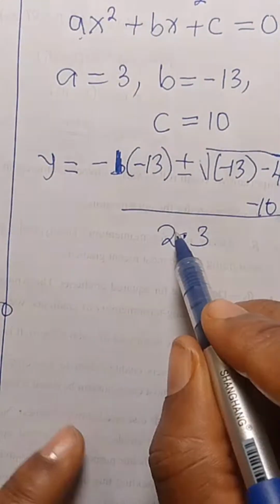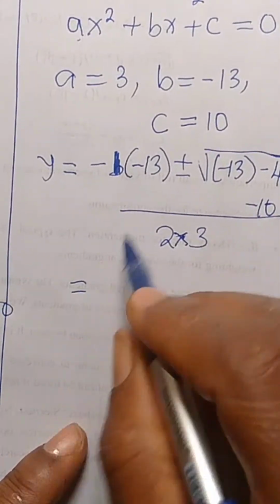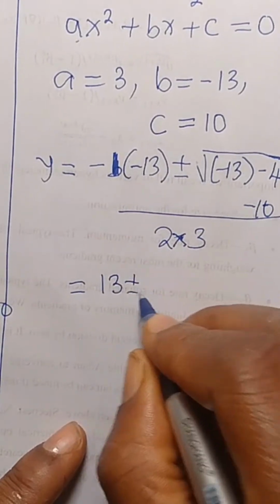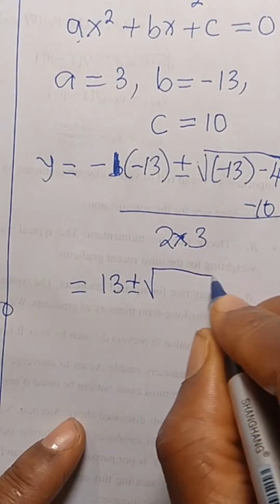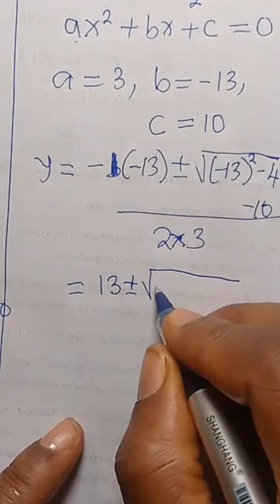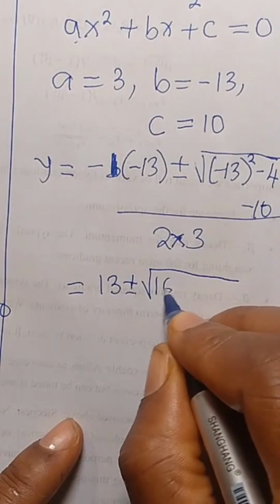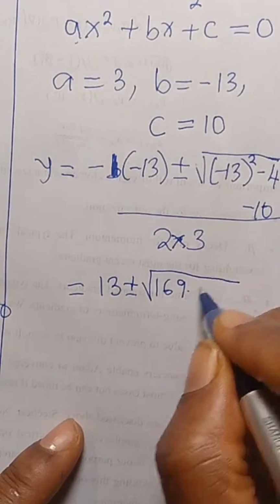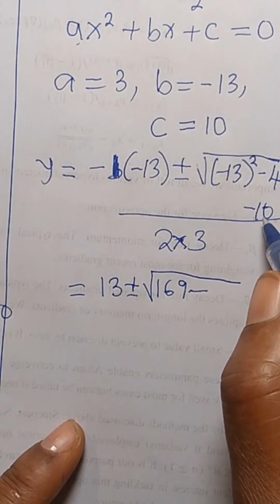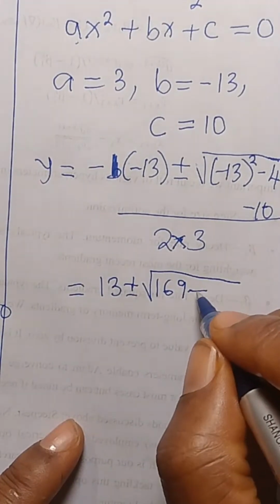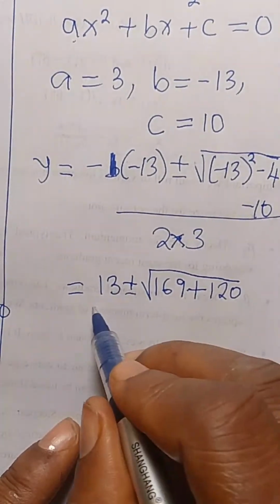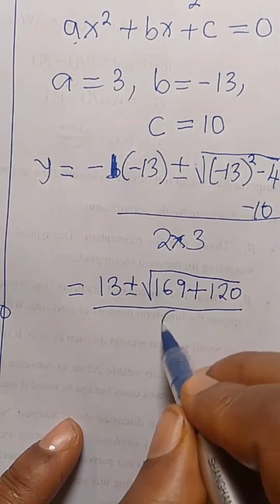This is multiplication, please. So this is equals to minus 13 should be plus 13. Okay. Plus or minus square root of 13 square, that is minus 13 times minus 13, and that is 169. We have minus 4 times 3. 4 times 3 is 12. 12 times 10 is 120. And minus times minus will give us plus 120. Okay. All over 2 times 3 is 6.